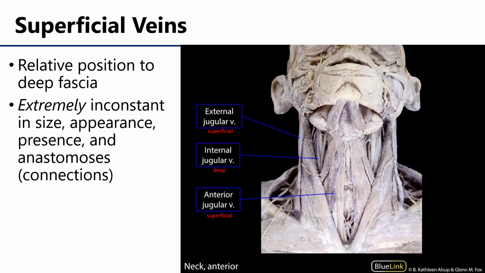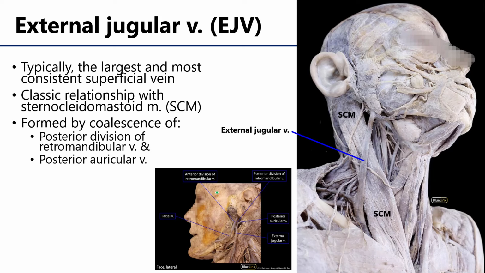So the two sets of superficial veins that we'll be looking at today are the external jugular vein and the anterior jugular vein. So let's start with the external jugular vein, or the EJV for short. Of all of the superficial veins, the EJV is the largest and the most constant. It has a very classic anatomical relationship with the sternocleidomastoid muscle. So it is going to run superficial to the SCM, and as it descends the neck, you can see it right on top of that muscle.